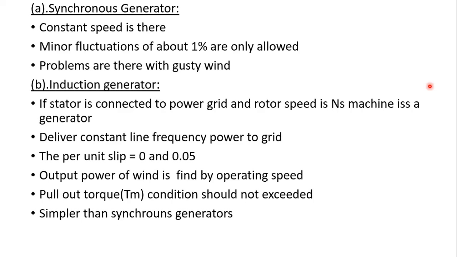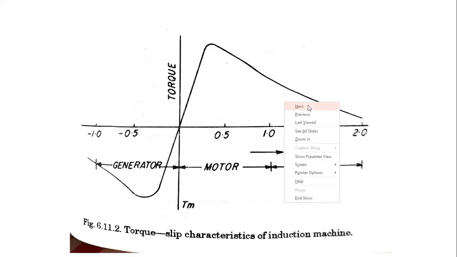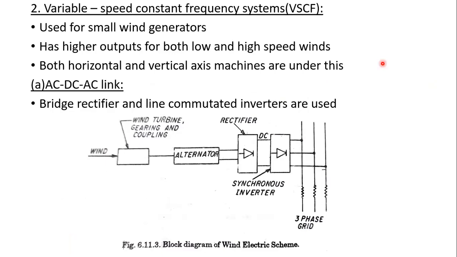Next, the second one is the variable speed constant frequency scheme, VSCF. This is typically used for most small wind generators, which are used in autonomous applications, generally producing variable frequency and variable output voltage. At that time, these are used for small wind generators.